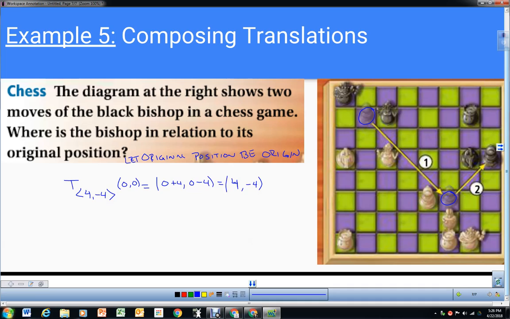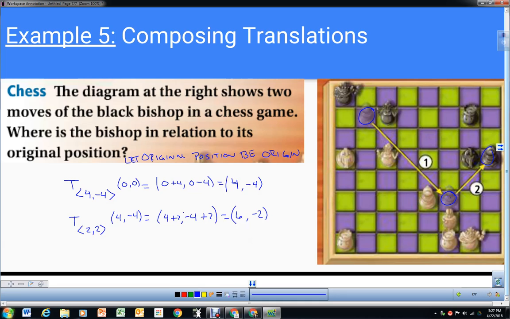Now let's see where he goes from this one to the second position. We're going to go back and do a translation, and our new rule is going to be up 2 and over 2. This time, instead of using (0, 0), we're going to pick up where we left off, which was at (4, -4), and figure out where he is located now. We take the 4 and add 2, and we take the -4 and add 2 to it. So 4 plus 2 is 6, and -4 plus 2 is -2. This leaves us with our ending position (6, -2).